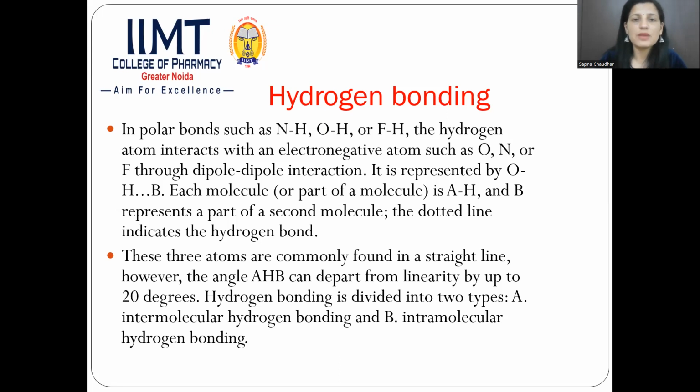If the hydrogen bond is present between molecules, it is called intermolecular hydrogen bonding, and within the molecule, it is called intramolecular hydrogen bonding. Hydrogen bonding is denoted by a dotted line, and with the help of the dotted line, we can indicate the presence of a hydrogen bond in any compound.